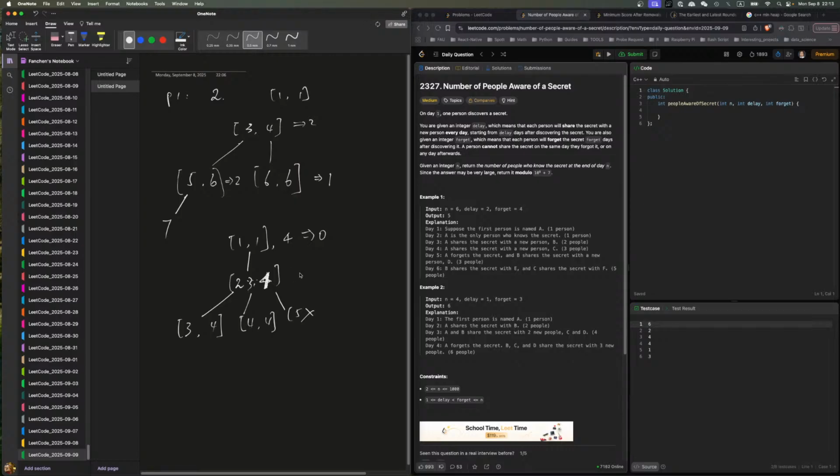none of them will forget. So this gives you 3. And this will give you 1. This will give you 2. But this can also start at 3, and wait for 1 day.